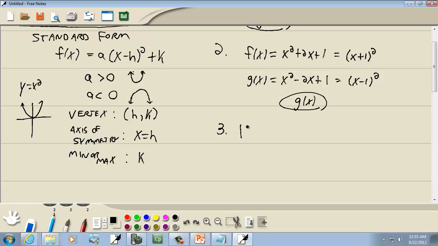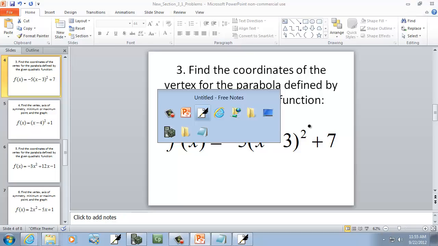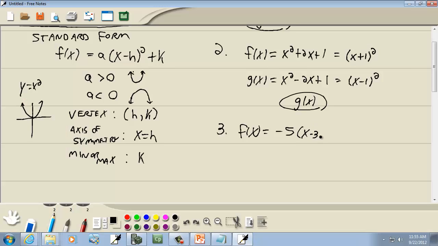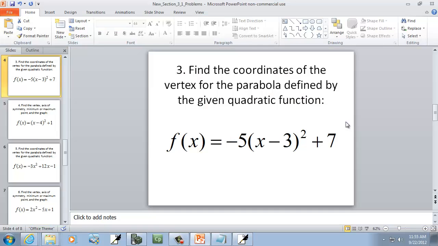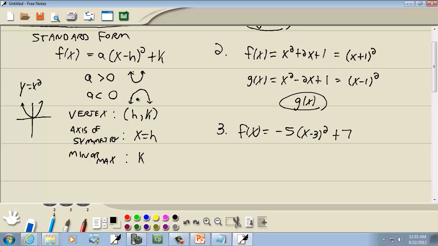We've got f of x is equal to negative 5 times (x minus 3) squared plus 7. And the instructions say find the coordinates of the vertex for the parabola defined by the given quadratic function. Well, this is in standard form. See, we have x plus or minus a number squared. It doesn't have to be a minus here. It could have been a plus 3. We have a number at the end. We have a number before parentheses.